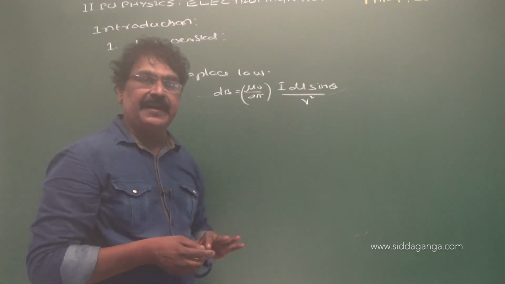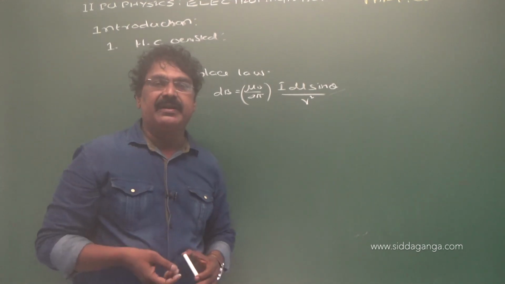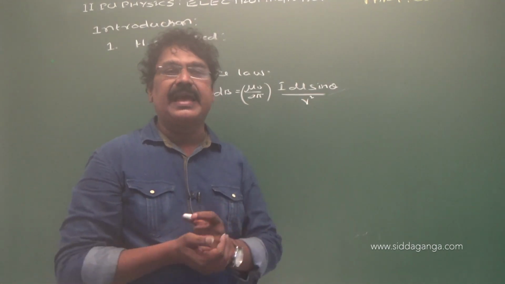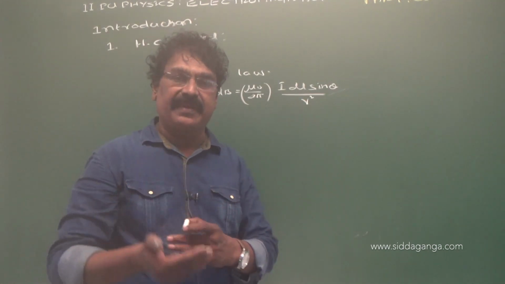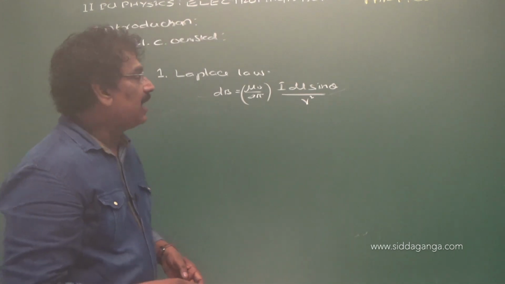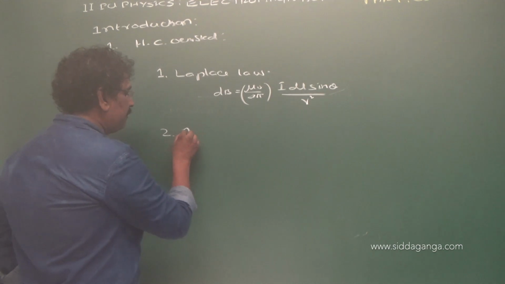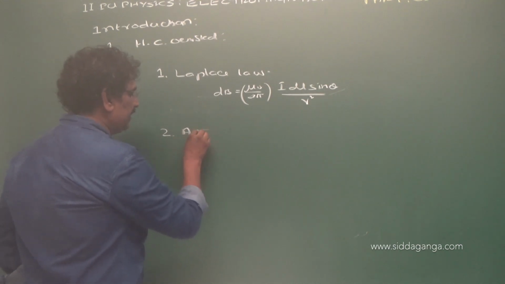Using this, we can find the magnetic field due to a straight conductor carrying current, a circular conductor carrying current, or a conductor of any shape. Another law which we are going to use is Ampere's Circuital Law. This is very important here.